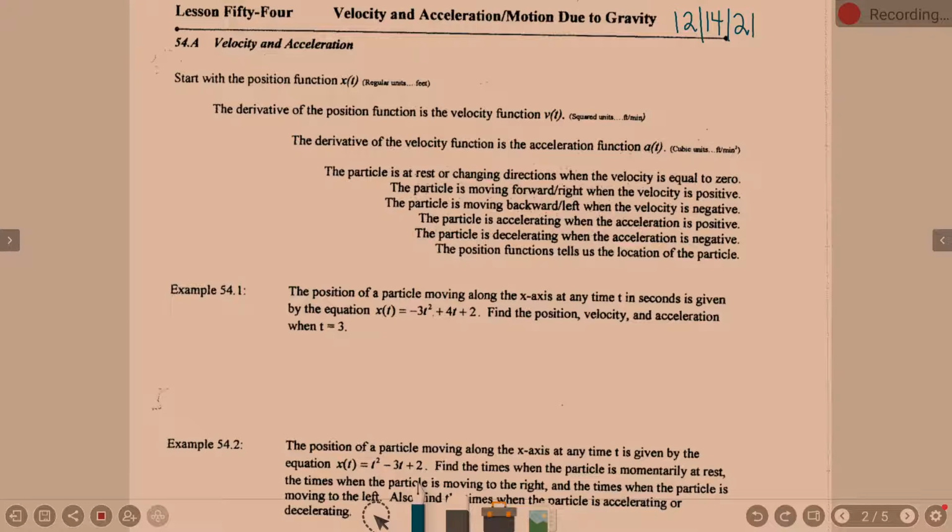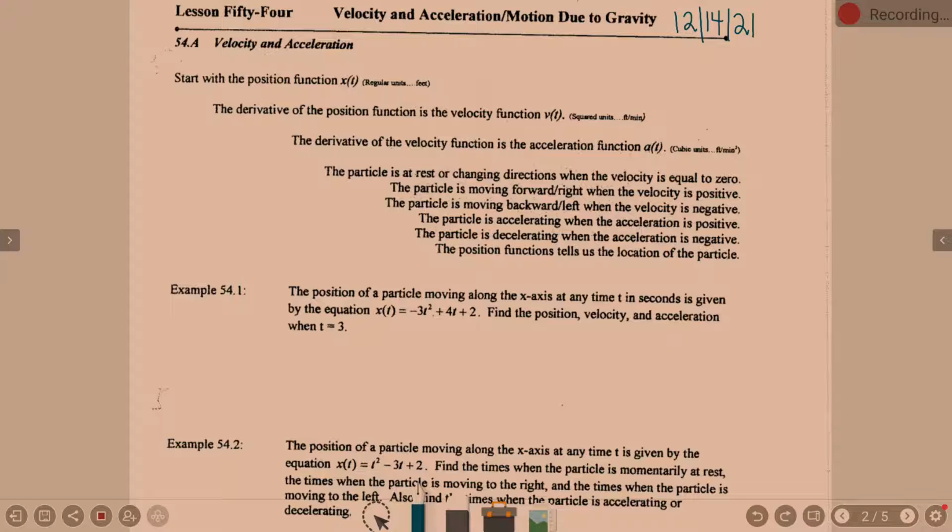Velocity and acceleration, motion due to gravity. So, as I was just saying, I feel like we're just really adding on to what we know with position, velocity, acceleration. I feel like a lot of this you already know. It's just going to be kind of solidifying it. We're going to talk some about signs and what the sign means in each situation.